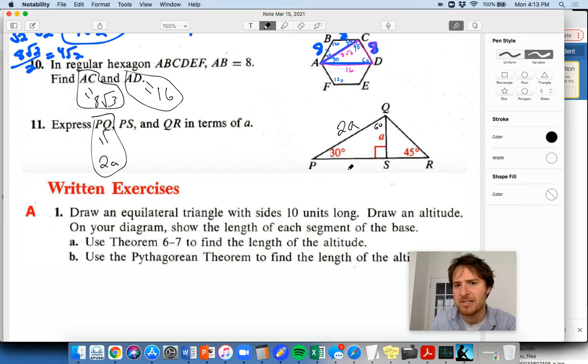PS, we can get that very easily here because this is going to be the longer leg of 30, 60, 90. That's going to be A root 3, because you take that, tack on a root, multiply it by root 3, and that's what you get for the longer leg of 30, 60, 90. And finally, QR is the hypotenuse. Simple problem, A root 2.